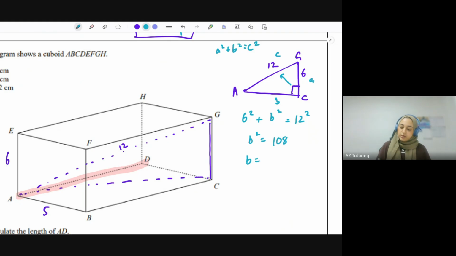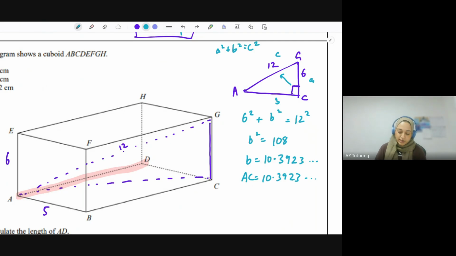So therefore B is the square root of 108, which gives me 10.3923, continues forever. So I've got my B length here, which is AC. What I've basically found is the length AC is that number. So try and get used to using this notation as well. Okay, so we found AC.